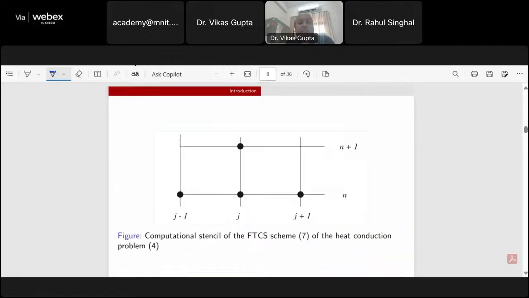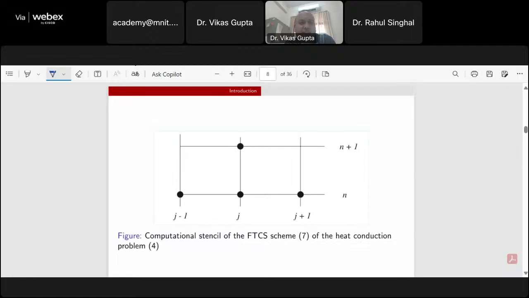So this is the computational stencil for the forward time central space scheme. It's clear that to obtain the solution at the (n+1)th time level, we require information at the nth time level at the xj minus 1 point, xj point, and xj plus 1 point. Using this information at the nth time level, we are able to get the solution at the (n+1)th time level at the xj point.